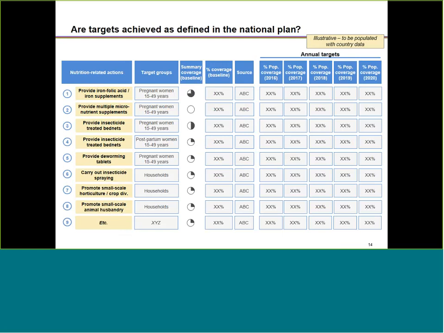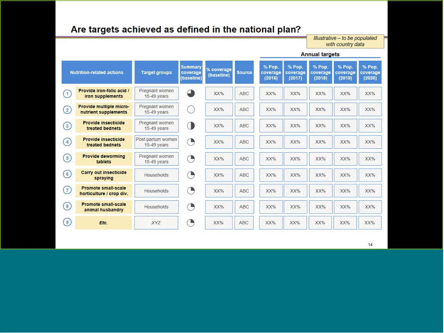The next and final question that the tool aims to answer is, are targets achieved as defined in the national plan? Mapping the coverage of various nutrition actions can help the country determine whether their nationally defined targets are being reached. In this template, the actions and target groups are listed in the first two columns, followed by Harvey balls and statistics summarizing the population coverage as collected during the baseline mapping exercise. The next section of the table identifies national annual targets by year. For each year, the mapping can determine what percentage of the target has been reached. These types of results can be useful to government stakeholders in monitoring their national nutrition plans and frameworks.